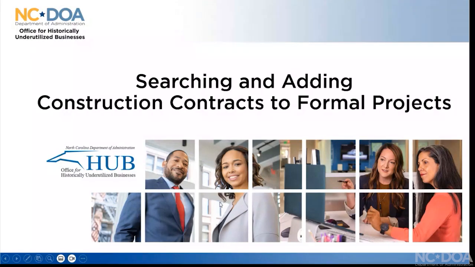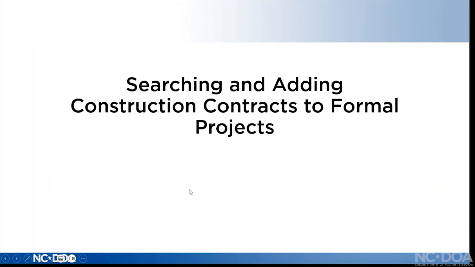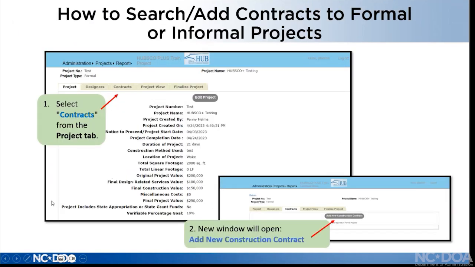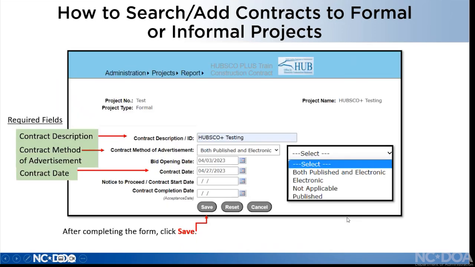So looking at construction contracts for formal projects, and again, this is for formal projects, going to be very similar to informals, but it is a tiny bit different. So once you've added your project, you enter in all your project main data, and you've entered in your designer, you select contracts, and you would click add new construction contract.